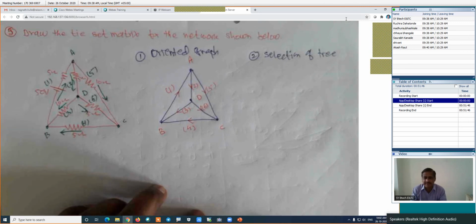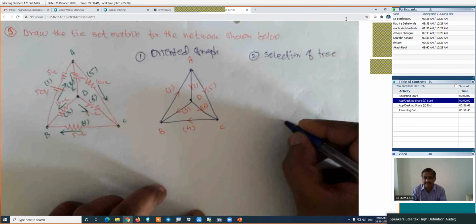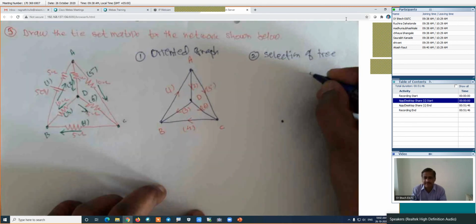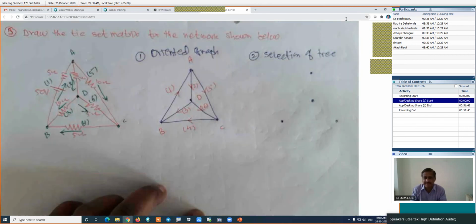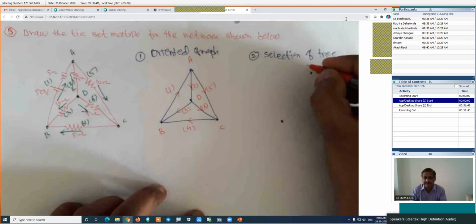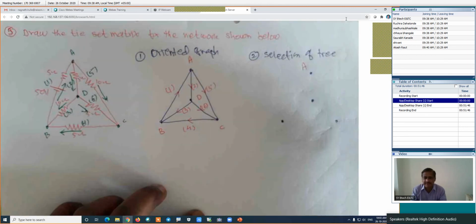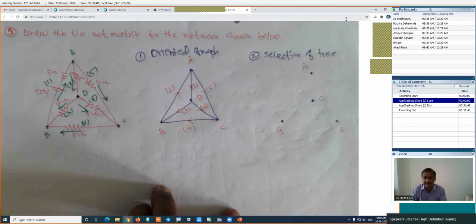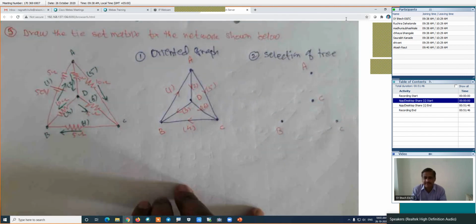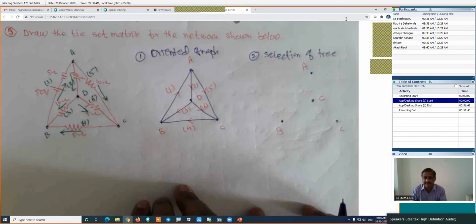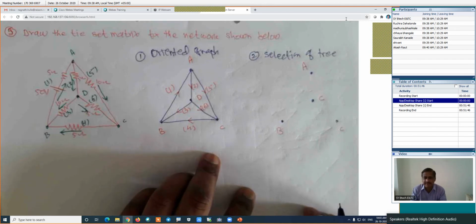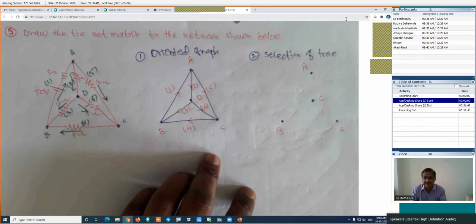Selection of a tree. I will select a tree. What is the philosophy of the tree? A tree is nothing but a set of branches together with the nodes, which connect all the nodes to each other directly or indirectly without forming a loop. If we have these four nodes, we connect them to each other directly or indirectly without forming a loop. Straight away, how many branches will we have for this particular tree?